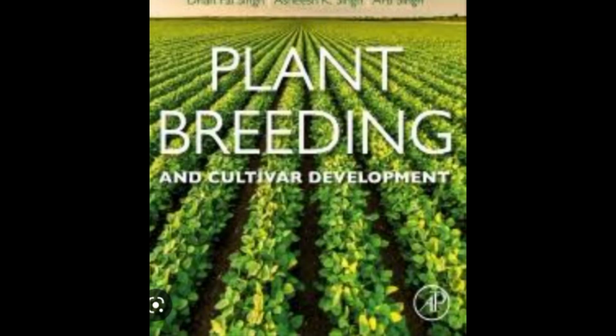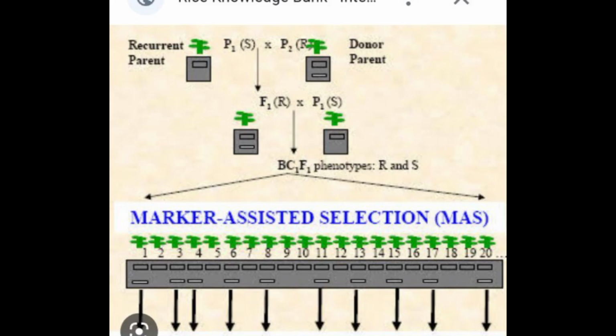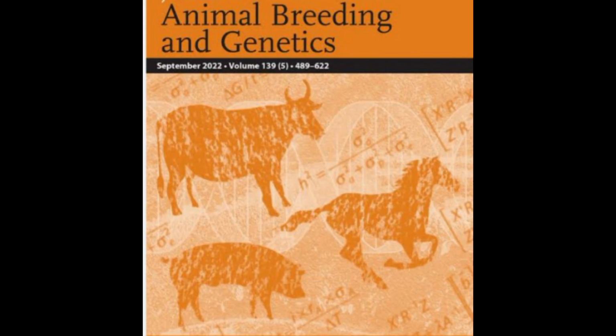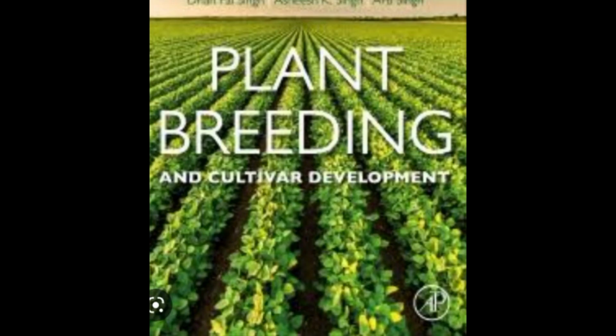A, date of emasculation. B, date of pollination. And C, date of female and male parent. 6, pollination. The two important operations that determine the amount of seed set in hybridization are emasculation and pollination.